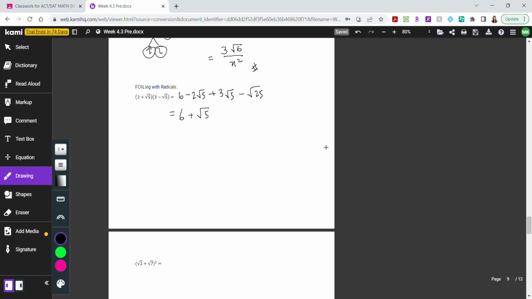And then this, I know, would give us 5, so it'll be negative 5. And then 6 and negative 5 now are the same species, so we can group them together to give us 1 plus square root 5, and that will be the answer. All right.